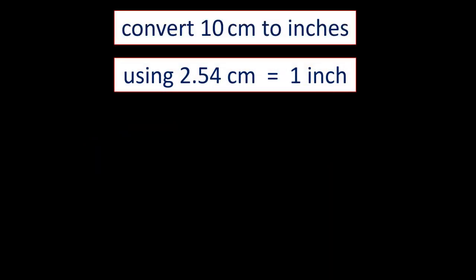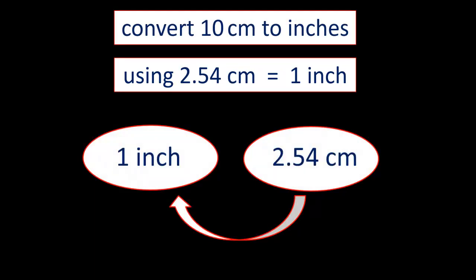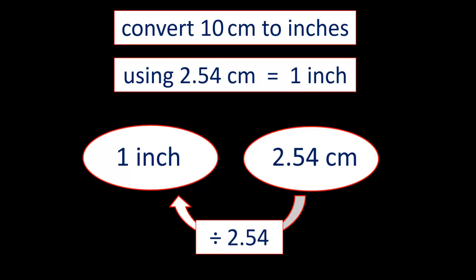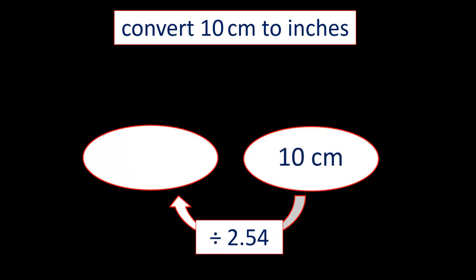Now let's have a look if we go the other way. Using 2.54 centimeters equals 1 inch, convert 10 centimeters to inches. Let's write down our conversion. This time we're going from centimeters to inches, so the arrow goes from right to left. For the same distance, 2.54 centimeters, the number of inches is a smaller number, 1. So we divide by 2.54. We've got 10 centimeters divided by 2.54, and that will give us, to 2 decimal places, 3.94 inches.